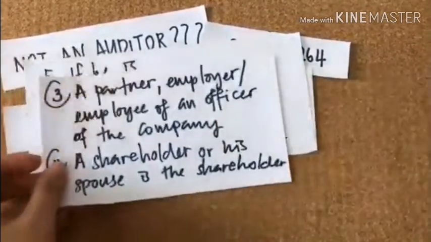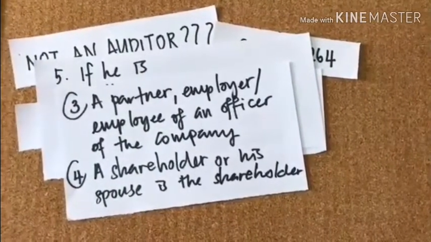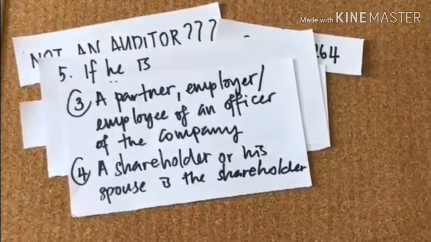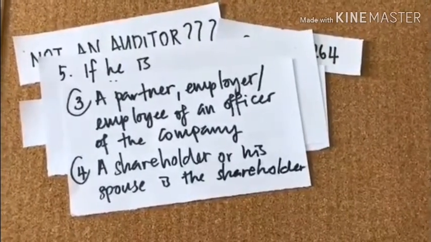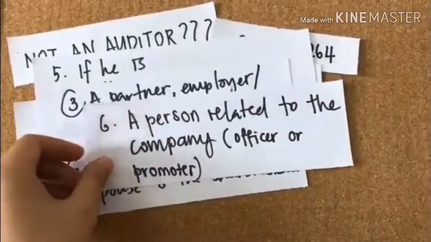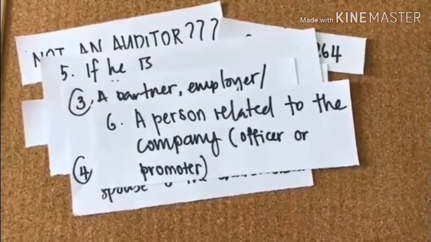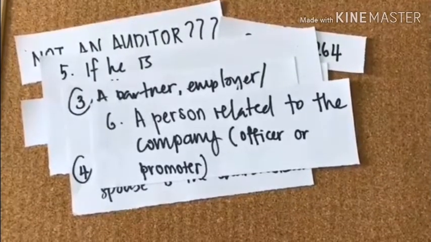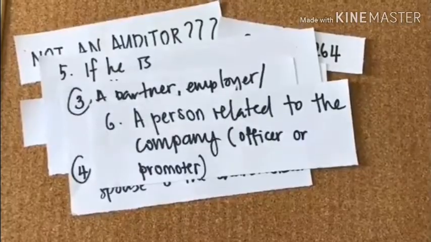If that person or his partner is a shareholder or his spouse is a shareholder of the company, or if he is a partner or an employer of an officer of the company. Lastly, any person who is related to the company if he has been an officer or promoter of the company at any time within the preceding period of 12 months unless the minister directed otherwise.